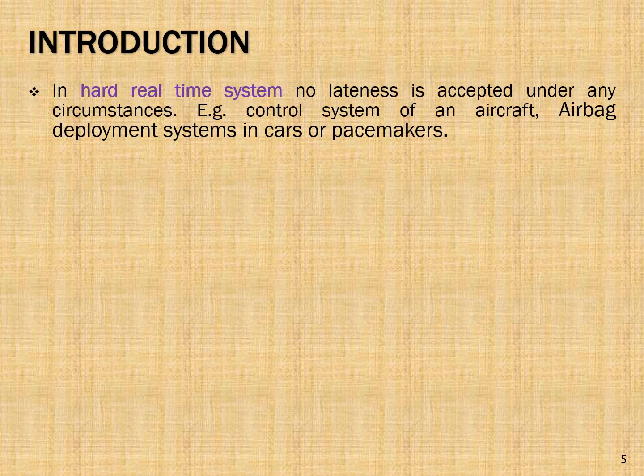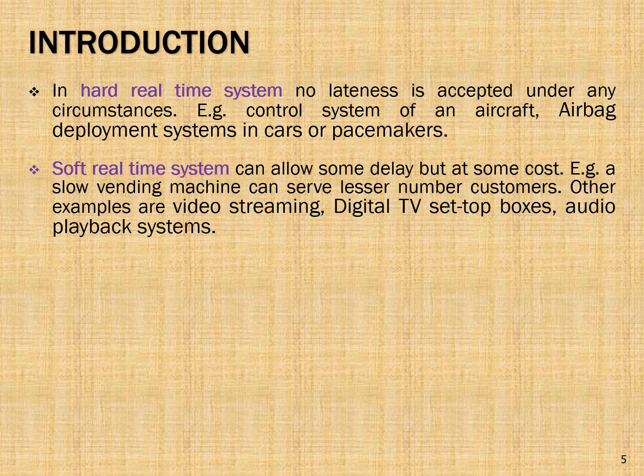Now if we explore them further, in a hard real-time system, no lateness is accepted under any circumstances. For example, the control system of an aircraft, airbag deployment systems in cars, or pacemakers, which are very stringent about the time. If the time is over and it is not able to perform the desired action, then catastrophic effects take place. So these are examples of hard real-time systems.